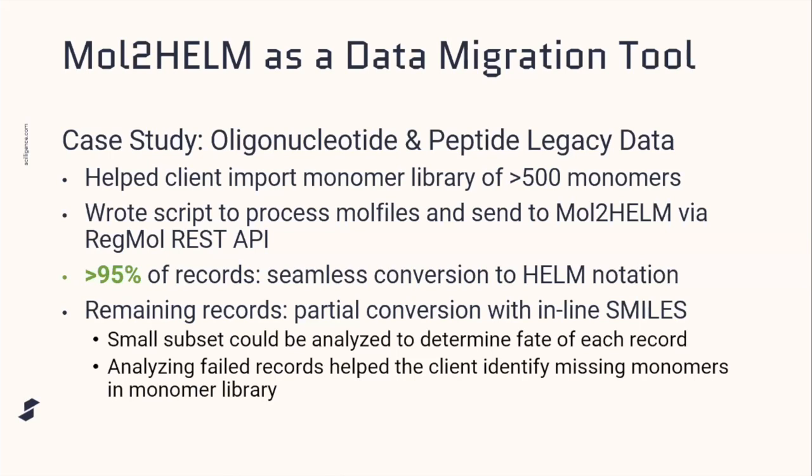So having this small subset that had partial conversion allowed us to look at that small subset, which is much more manageable than looking at the entire data set of thousands of structures, and figure out which cases were gaps in Multi-HELM functionality, which cases were missing monomers in the client's library, and which cases were intentionally inline smiles.